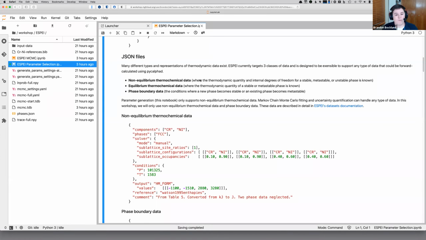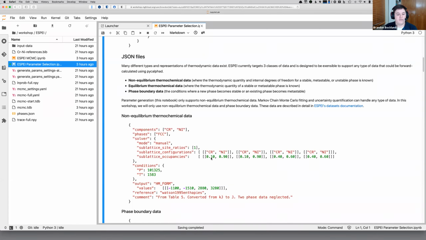And so in this case, the non-equilibrium thermochemical data doesn't seem that different from equilibrium, because for all of our phases we have one sublattice, and so the internal degrees of freedom map one-to-one onto the compositions. But you can imagine if you have a more complex phase that's maybe a stoichiometric compound that has some solubility, you might model that with multiple sublattices.